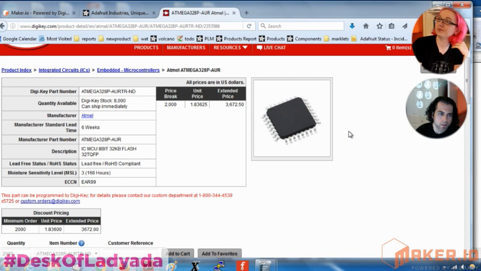On the website on Digi-Key, it says, this part can be programmed by Digi-Key. For details, please contact our custom department, and they have an 800 number. So is that something that people should consider when they're evaluating a chip, if the distributor can program it for them? I'll say something. If you're just starting, I wouldn't do it because you're going to be making a lot of variations to your firmware. This is something that you might want to look at when you're in large production.